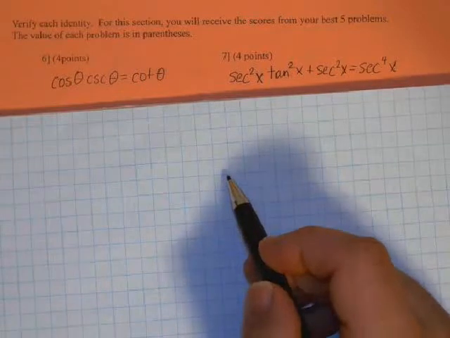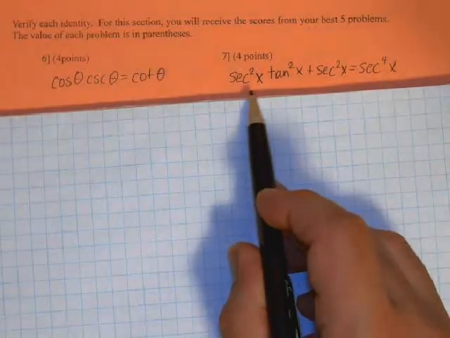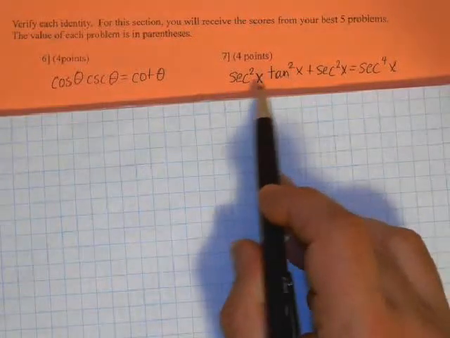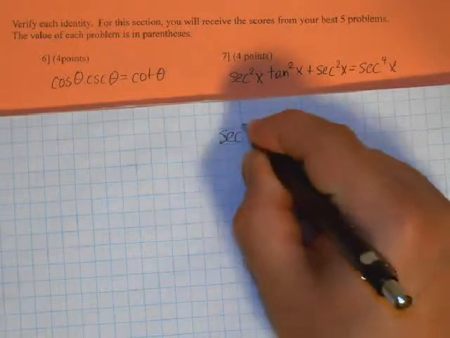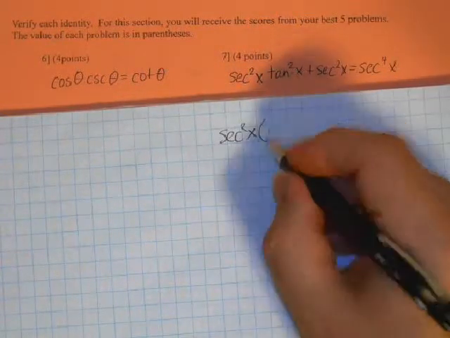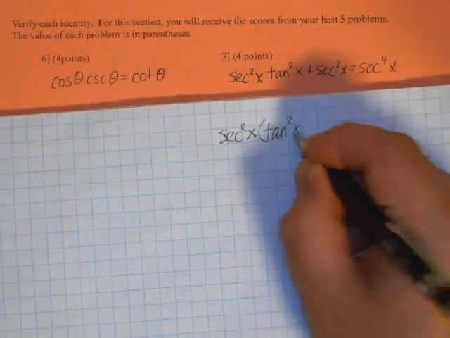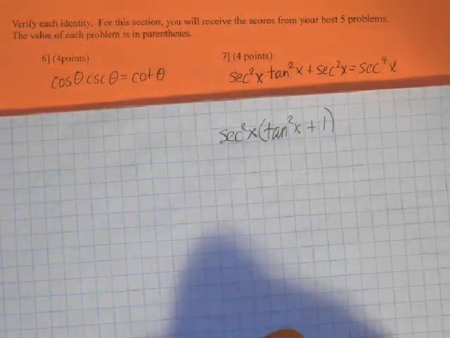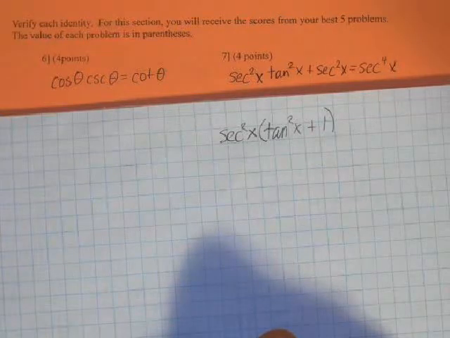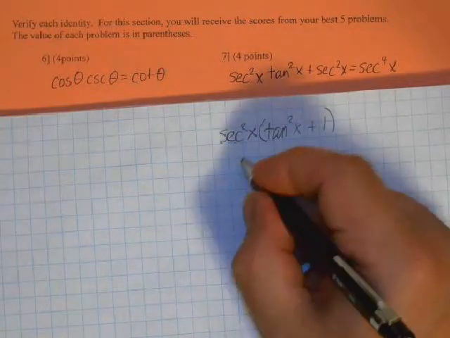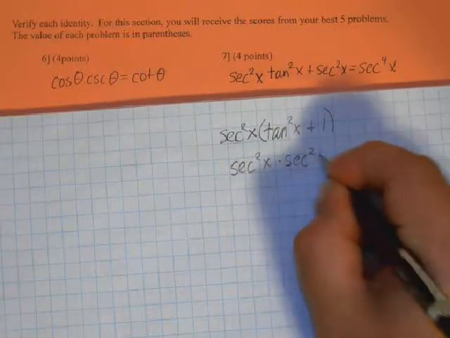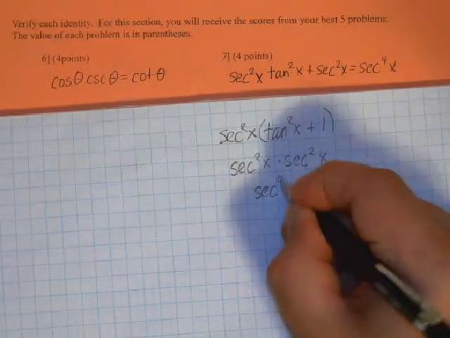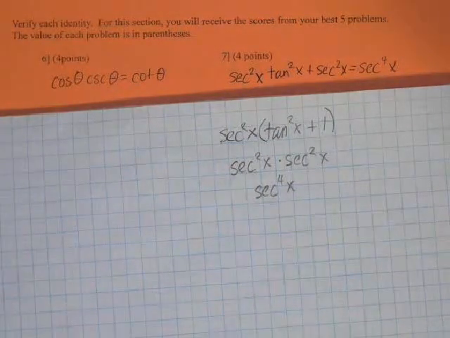Number 7. Like I gave the advice on the first page, sometimes see if you can factor something out. I look at these two terms and I notice that I can factor out a secant squared. When I factor out, I get tangent squared plus 1. Looking at our Pythagorean identities, we know that tangent squared plus 1 is secant squared. So we get secant squared x times secant squared x, which gives us secant to the 4th x.